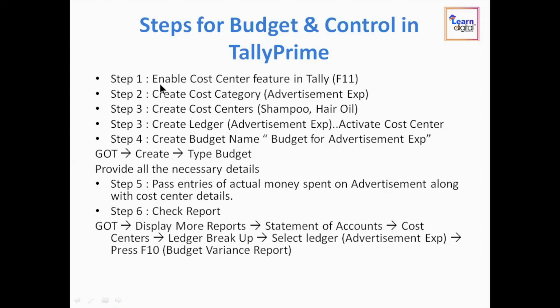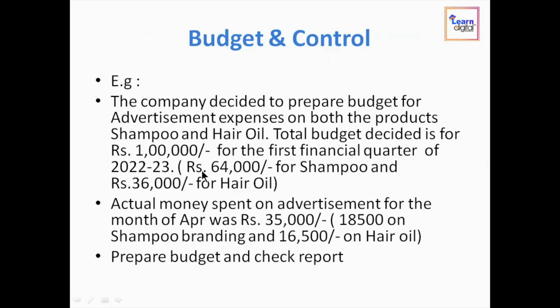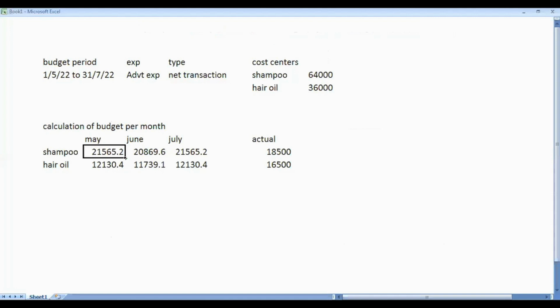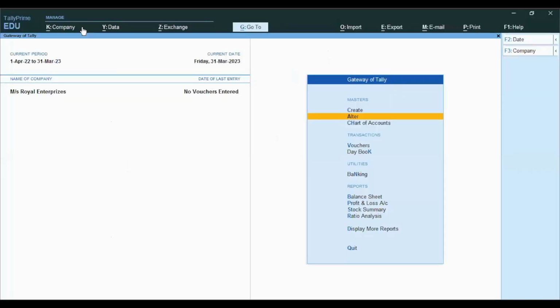The first step is, as we have these two cost centers, shampoo and hair oil brand, for these two cost centers we are preparing the budget. The first step will be to enable the cost center feature in Tally. So let's open Tally. I have this file open. This is a very fresh file, Measures Royal Enterprises. There are no entries at all.